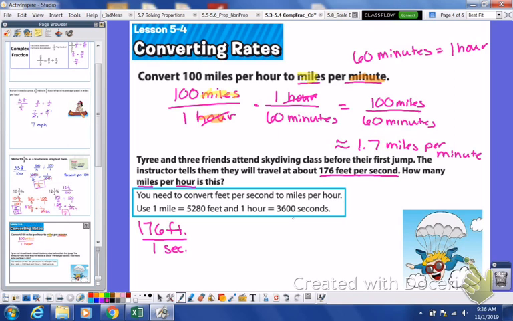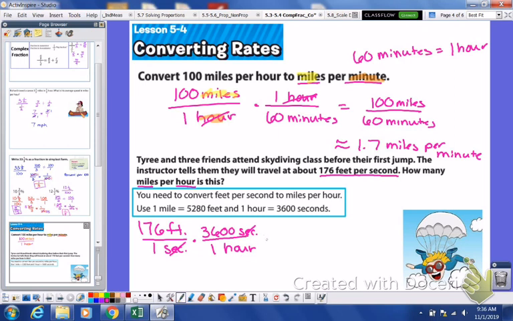So I'm going to go ahead and convert my time first. Trying to get rid of my seconds. It's currently in my denominator, which means I need to move it to my numerator for them to cancel out. We're told this information. So 3,600 seconds is the same as 1 hour. So my seconds have now canceled. Left with hours, which is what I wanted.